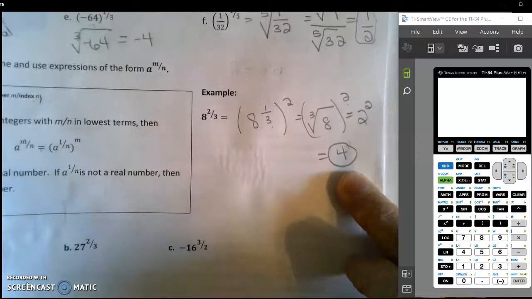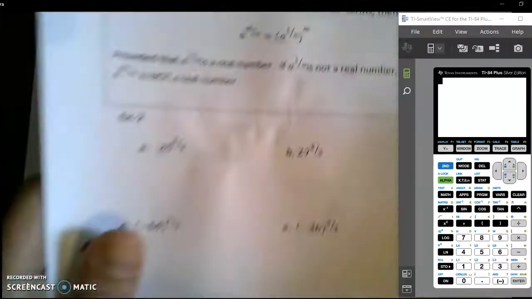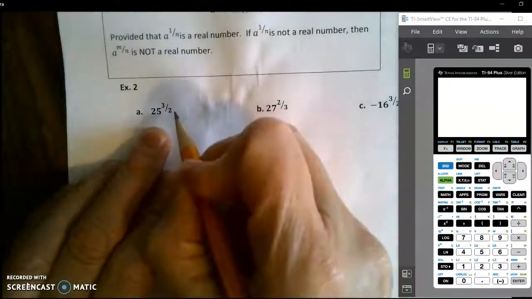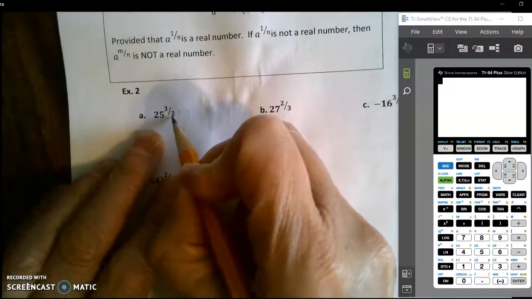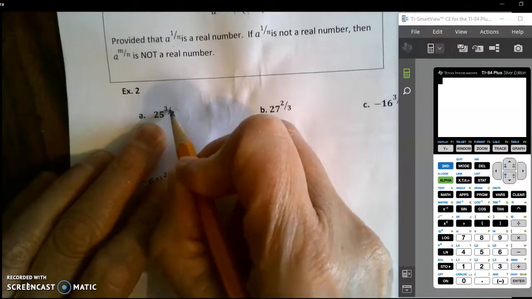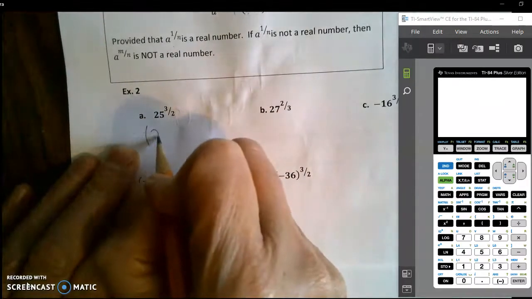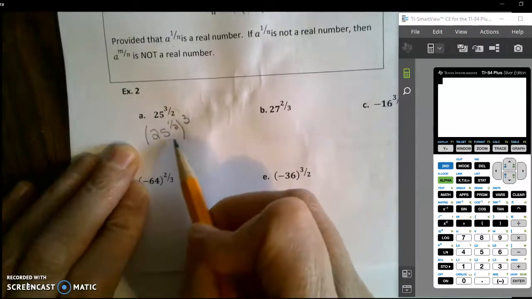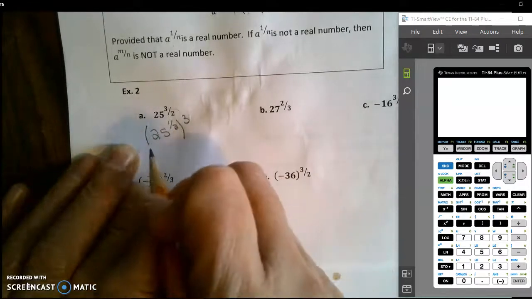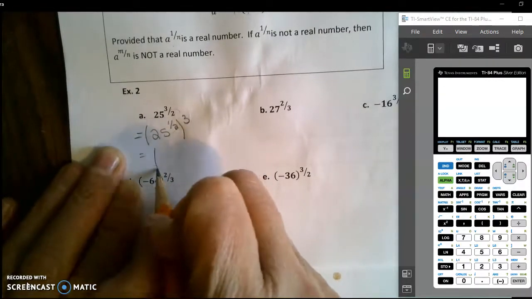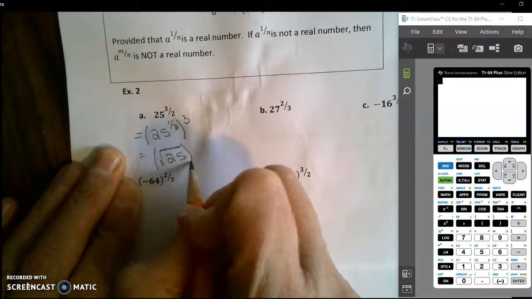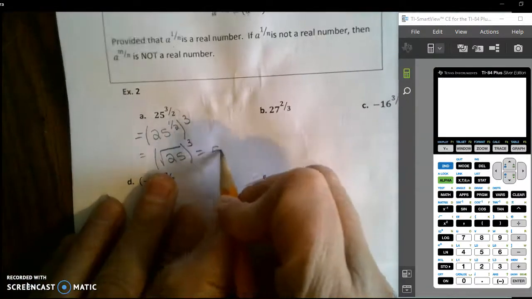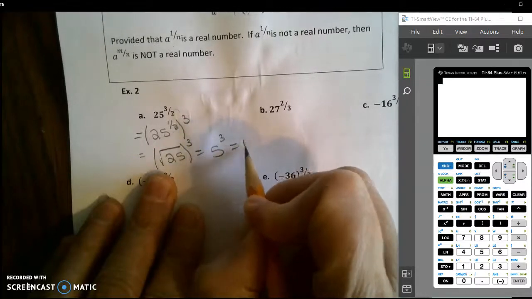Let's go on to another one, and I'll show you a little bit about the calculator too if you have this calculator. Okay, let's go to this one down here, 25 to the 3/2. So I'm going to write it as 25 to the 1/2, which is a square root, and then I'm going to cube that answer. So this means the square root of 25, and I'm going to cube that answer. The square root of 25 is 5, and then 5 cubed gives me 125.